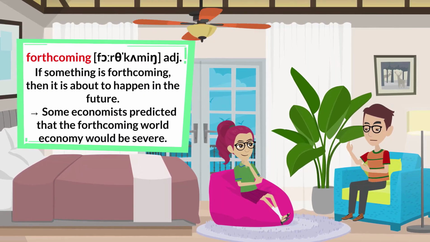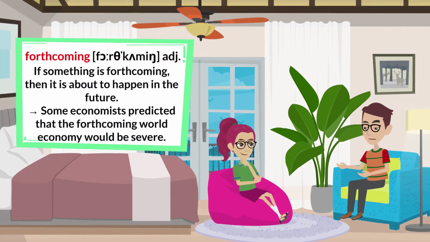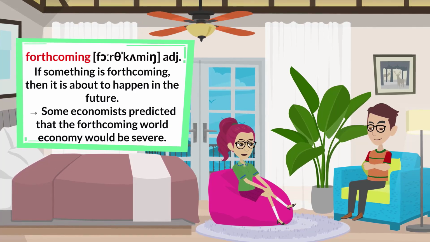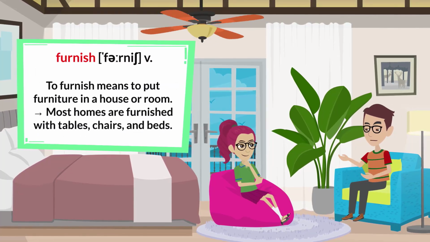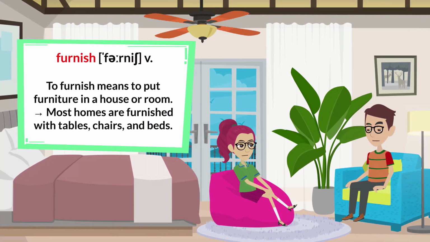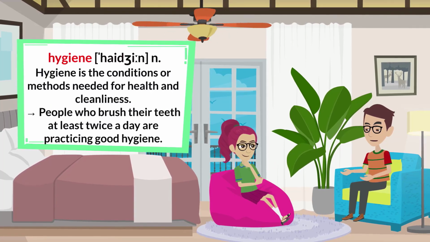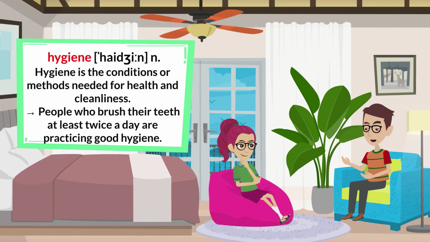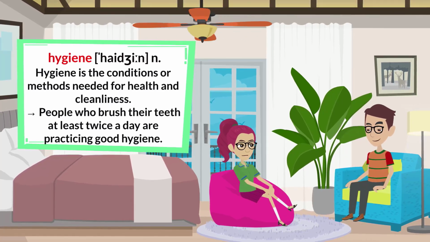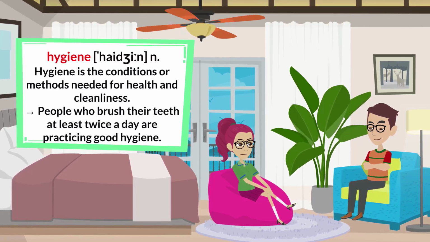Forthcoming. If something is forthcoming, then it is about to happen in the future. Some economists predicted that the forthcoming world economy would be severe. Furnish. To furnish means to put furniture in a house or room. Most homes are furnished with tables, chairs, and beds. Hygiene. Hygiene is the conditions or methods needed for health and cleanliness. People who brush their teeth at least twice a day are practicing good hygiene.